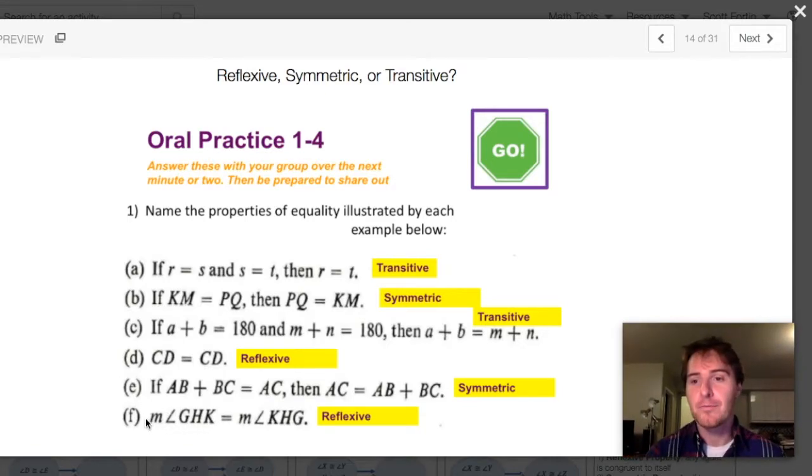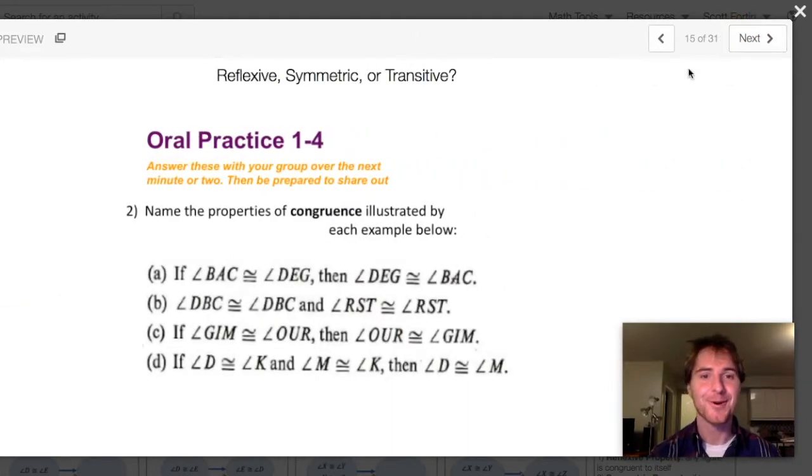For reflexive, we don't need an if. We can just say, well, that's a figure. It's congruent to itself. Well, it's just a fact, right? It's not even really a rule. So I guess we call it a rule because we need a way to work around here.